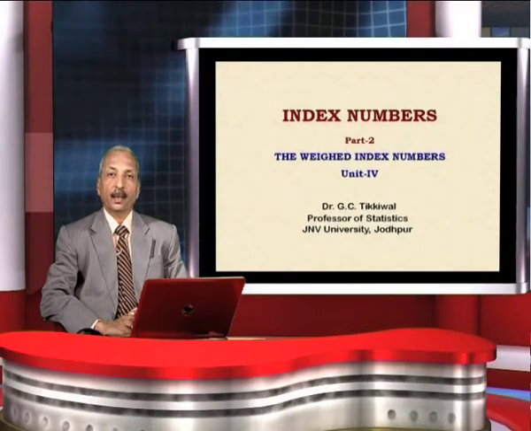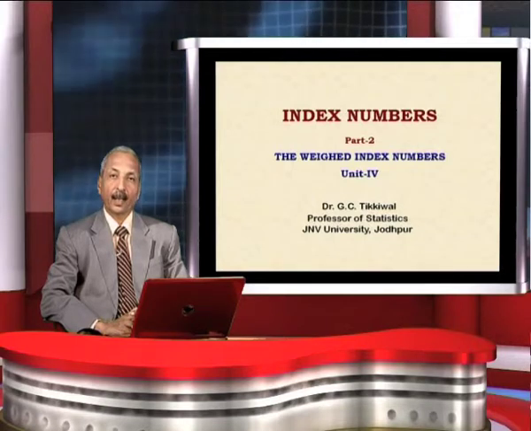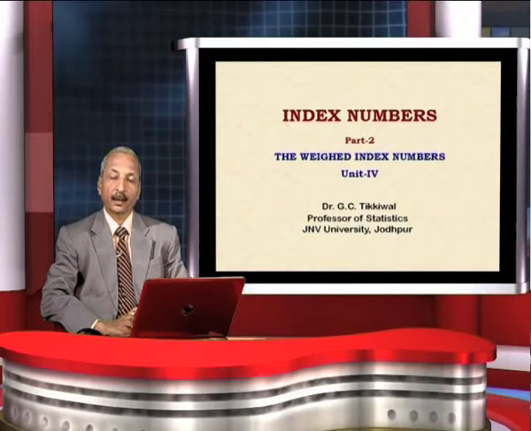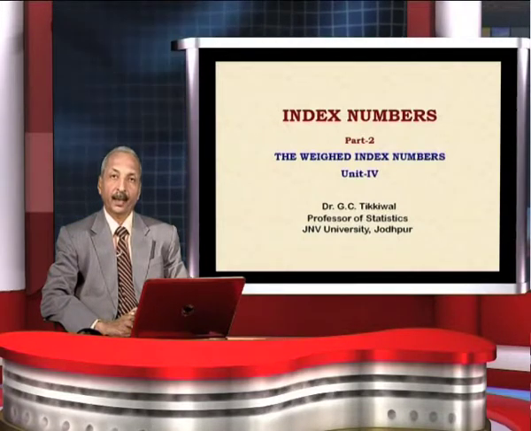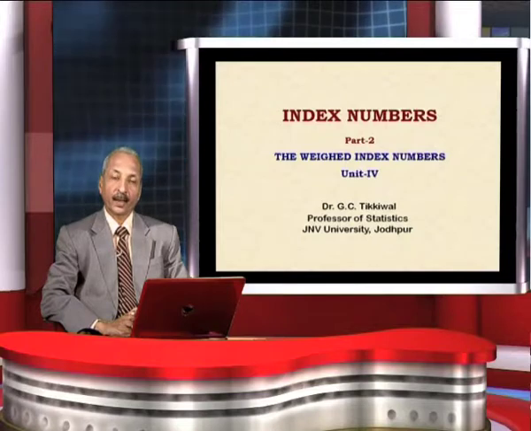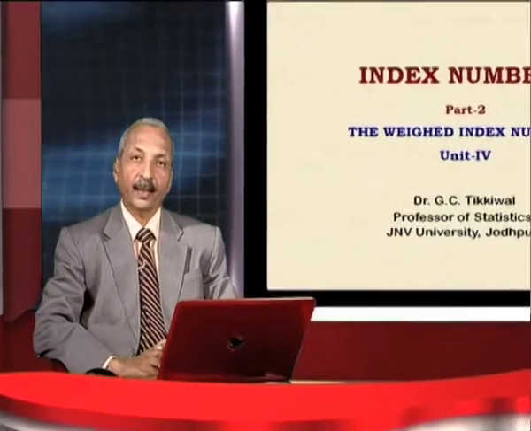Hello viewers, in my last lecture I introduced you to index numbers, and then we discussed how an index number can be constructed. We know now that an index number is a measure of average change in the prices of a group of commodities over a period of time. We can also construct, like the price index numbers, the quantity index numbers as well as the value index numbers, and there we consider the quantities or the values of different items in place of the prices.